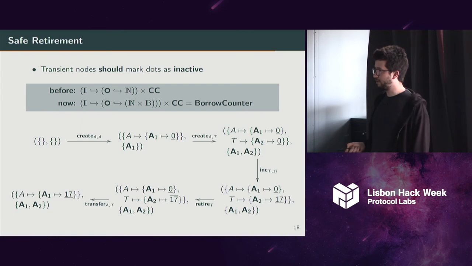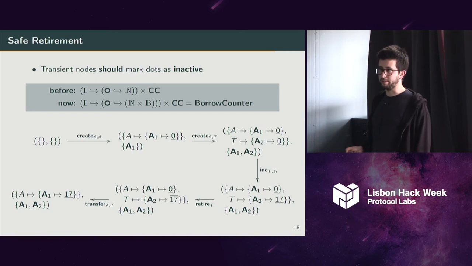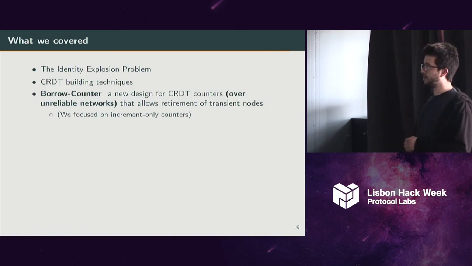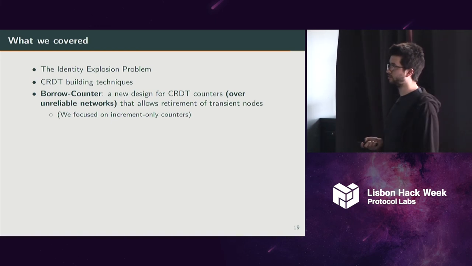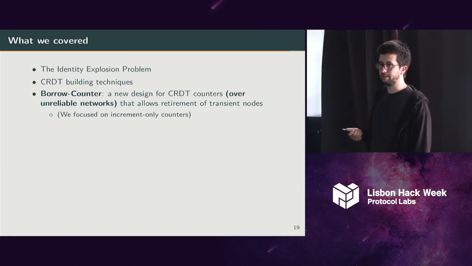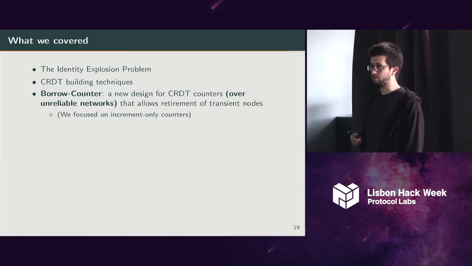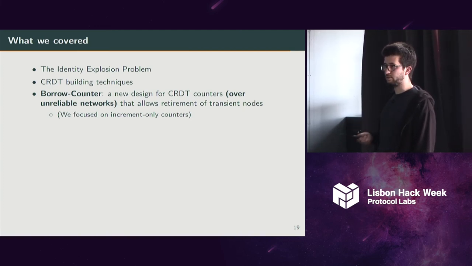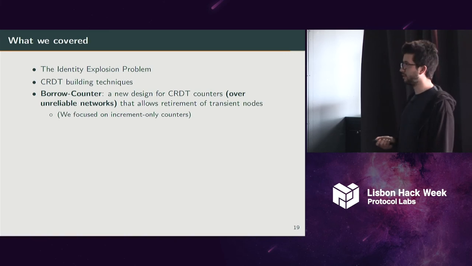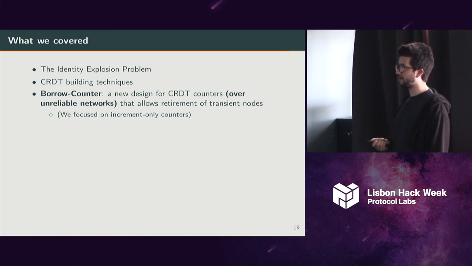Okay, great. So you can see that in this execution, T joined the system, it did what it wanted. I don't want to do anything anymore, I'll just leave, and there's no impact in the state. Okay, so that's what we covered. We have a design for counters that still works over these unreliable networks where things fail and we may need to retry. We focus on increment-only counters, but this works if you want to just decrement. It's a trivial exercise to add that.